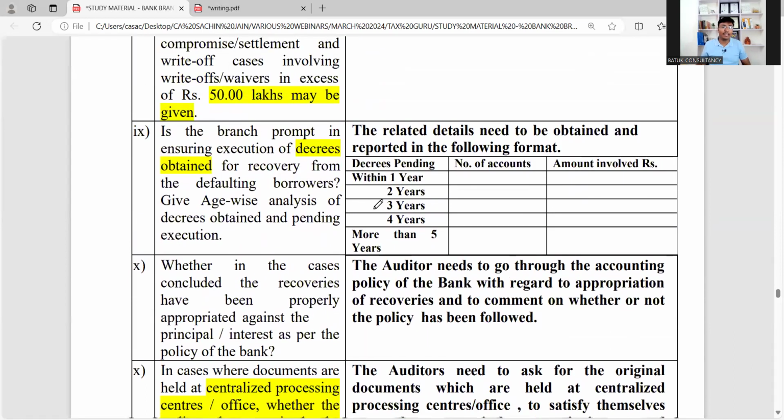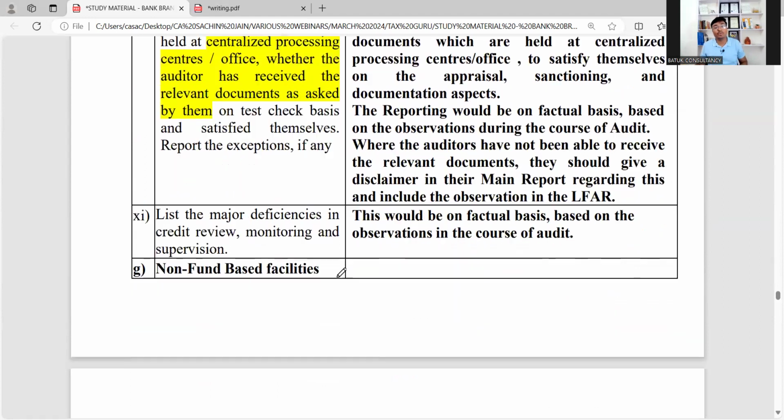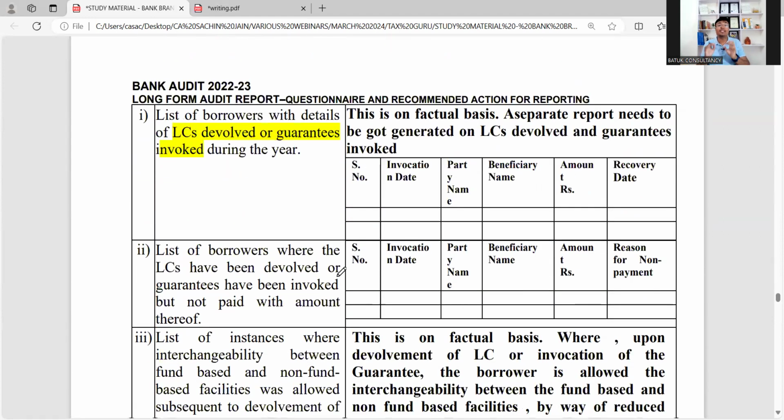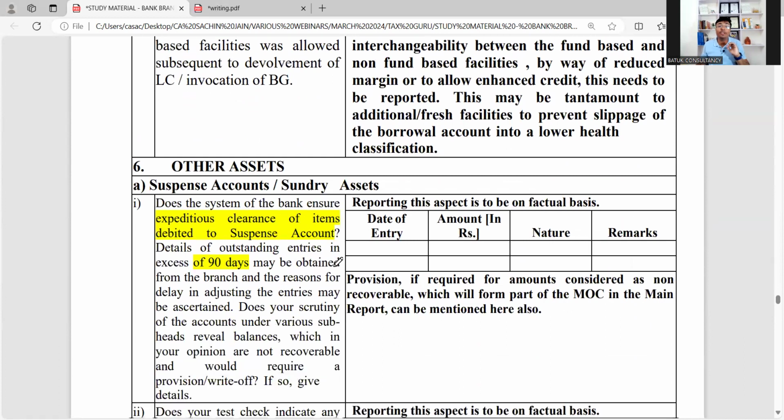If there are any transactions, or any decrease, the same is to be shown here for the recovery of the loan amount. So these are the things we need to be very careful about. In case of letters of credit and bank guarantees involved, we need to provide the detail here. If there is any detail related to expiry of a bank guarantee, the same is to be put in the long form audit report.